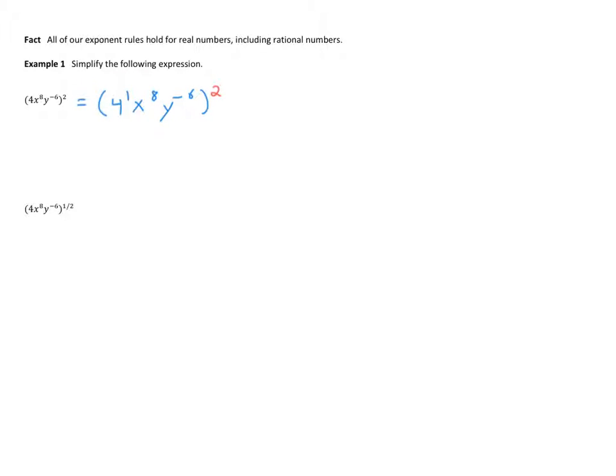All of that being said, if I square this out, I get 4 squared, I get x to the 16th power, and I also get y to the negative 12th power. I can further simplify because 4 squared itself is 16. I can't do anything with x to the 16th power, but if I have a negative exponent, that means I can place that variable in a denominator, making this my final answer.